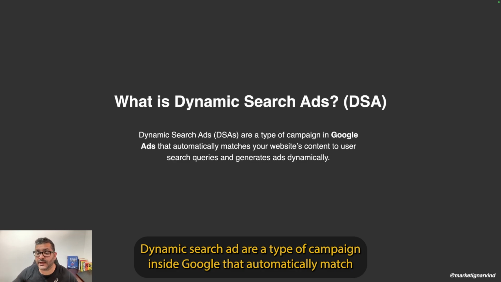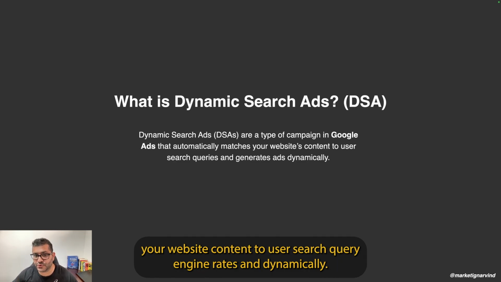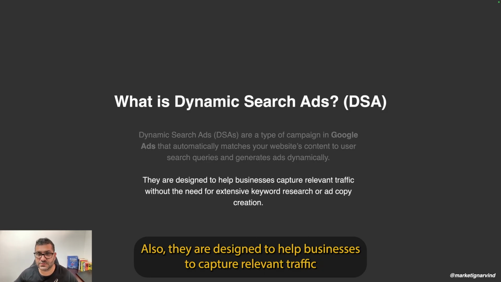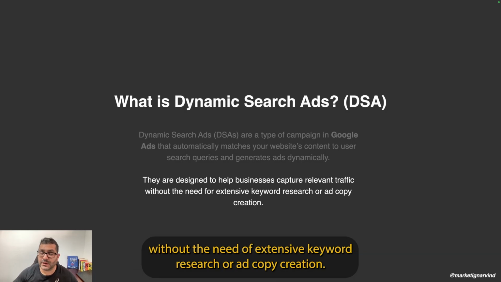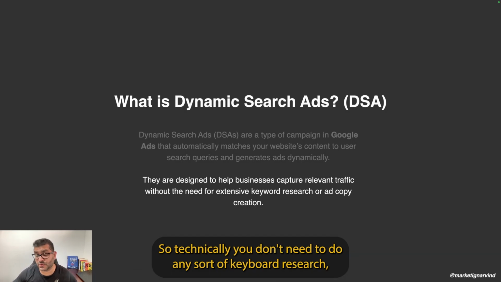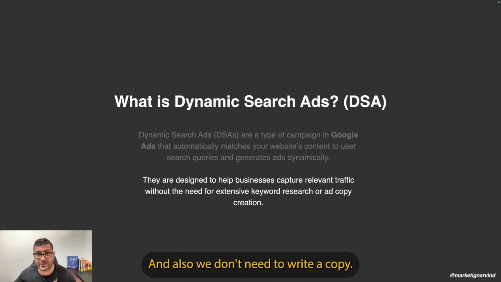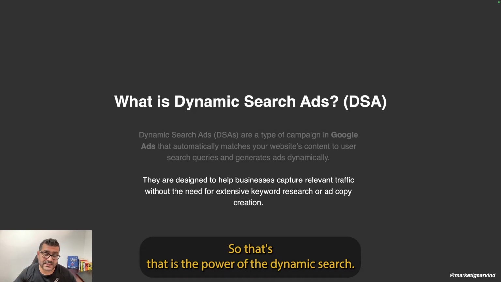Dynamic search ads are a type of campaign inside Google that automatically match your website content to user search queries and generate ads dynamically. They are designed to help businesses capture relevant traffic without the need for extensive keyword research or ad copy creation. So technically you don't need to do any sort of keyword research, which we normally do in a search type of campaign, and we also don't need to write copy. That is the power of the dynamic search ad.